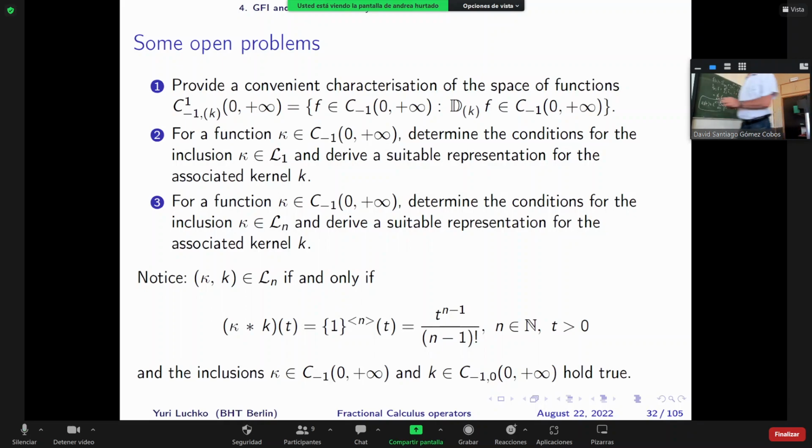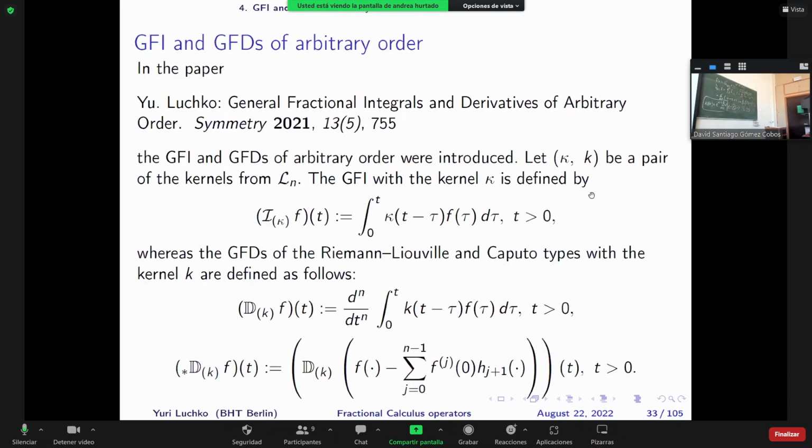Well, later on I will formulate some other open problems. Professor, and let me try to fix this.